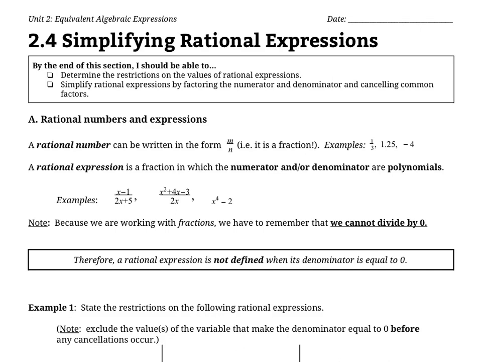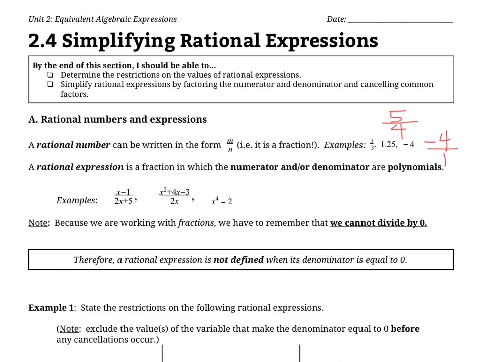So first off, what the heck does rational mean? Well, first let's start off with rational numbers. We've actually been using rational numbers since elementary school. They're just numbers that can be written in the form m over n, where both m and n are integers, so we can't have any decimals in there. So really it's just a fraction. So we have an example, 1 over 3, that's a rational number. It's a fraction. We have 1.25, that's a rational number because we can just write that as 5 over 4. And we have -4, that's rational because we can always write it as -4 over 1.